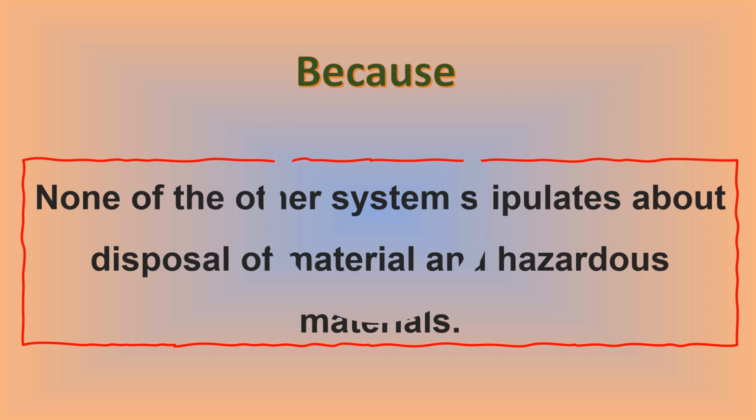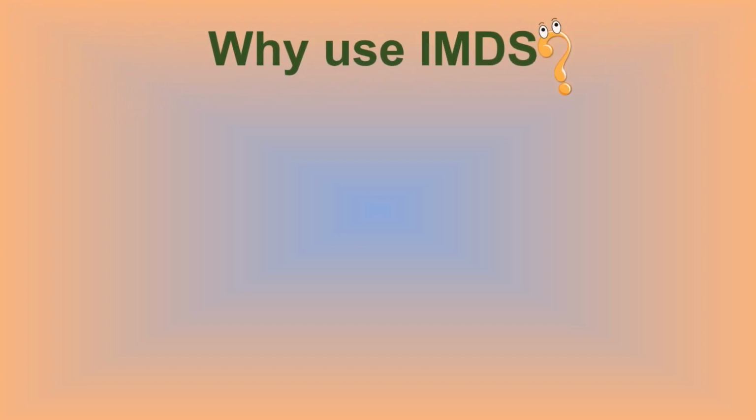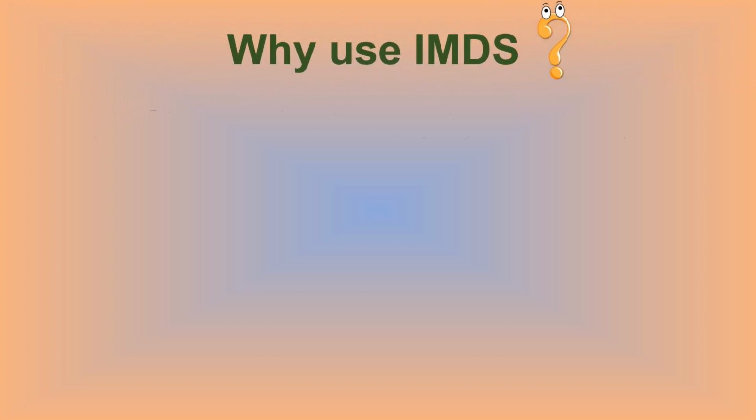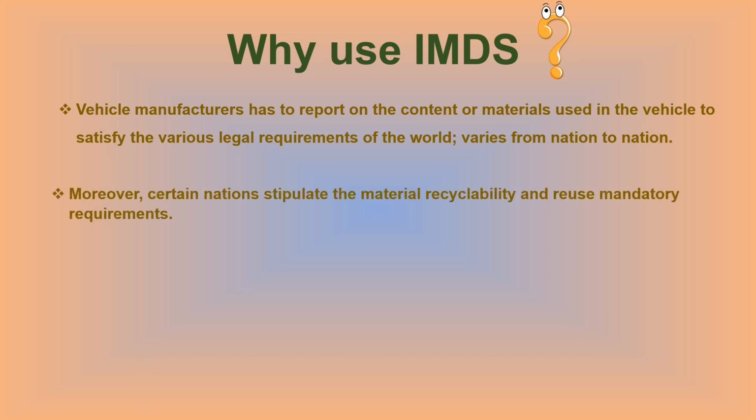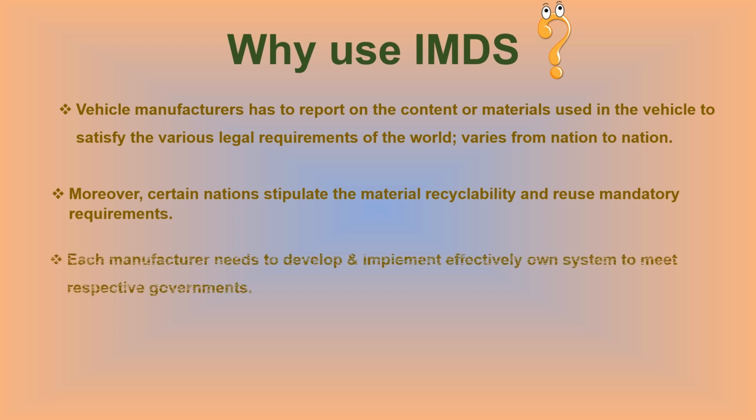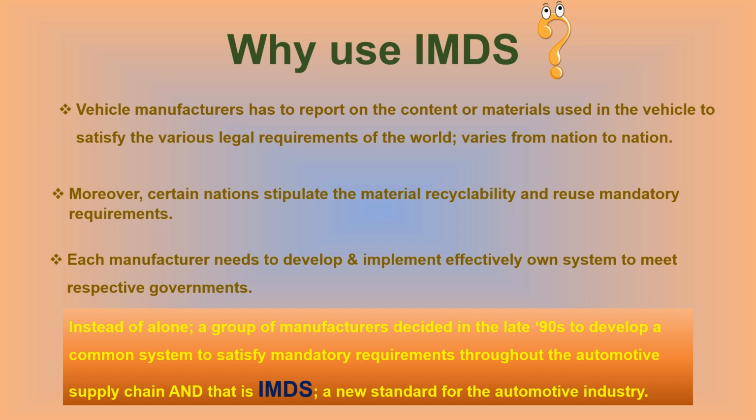Why use IMDS? Vehicle manufacturers have to report on the materials used in the vehicle to satisfy the various legal requirements of the various nations. Moreover, certain nations stipulate material recyclability and reuse as mandatory requirements. Hence, each manufacturer needs to develop and implement its own system effectively to meet requirements. Instead of working alone, a group of manufacturers decided to develop a common system to satisfy mandatory requirements throughout the automotive supply chain, and that is IMDS, a new standard for the automotive industry.